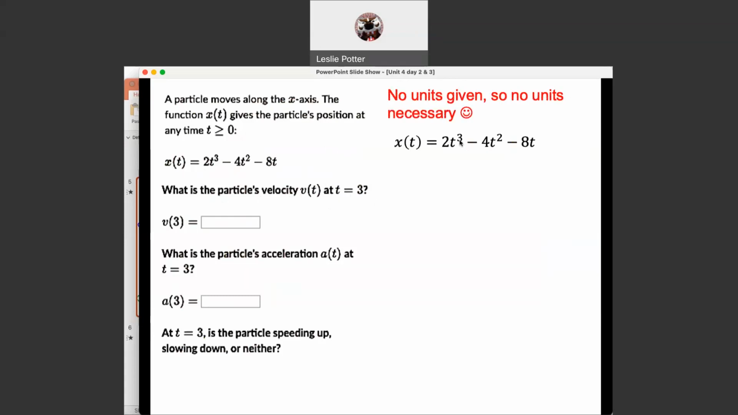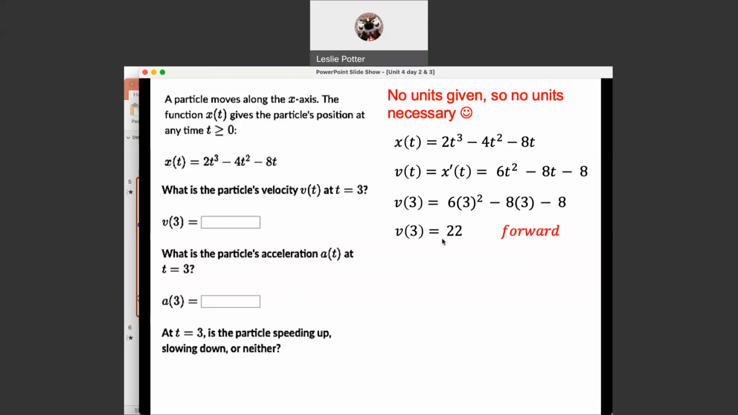Okay, so here's our function. Let's differentiate that. Using the power rule, we get 6t squared minus 8t minus 8. And we want v of 3, so we're going to put 3 in there and calculate that. So 6 times 9 is 54, minus 24 is 30, minus 8 is 22. That makes sense, so that answer is 22. It's positive, so it tells us we're moving forward. At this point, if we had units, we'd put meters per second on here, or whatever the units are.